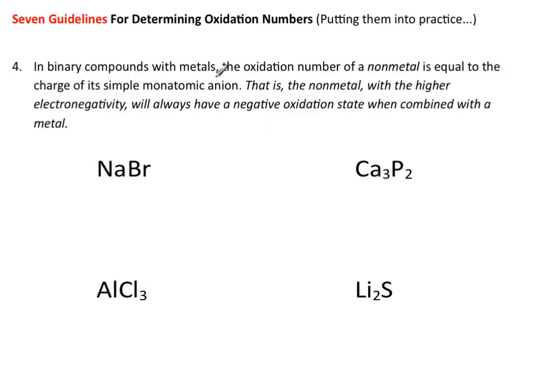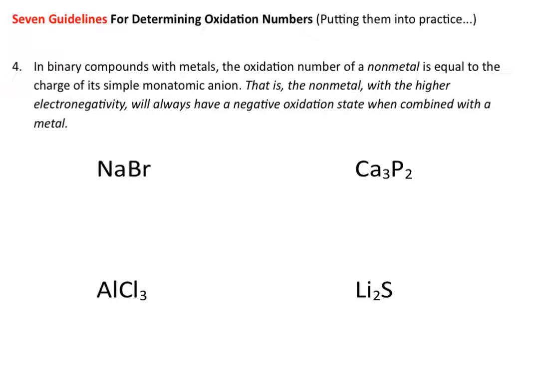In binary compounds with metals, the oxidation state of the non-metal is equal to the charge of its simple monatomic ion. So this is binary, so this is just 2 elements. We're talking about the non-metal here. That is, the non-metal with its higher electronegativity gets a negative oxidation state when combined with the metal.